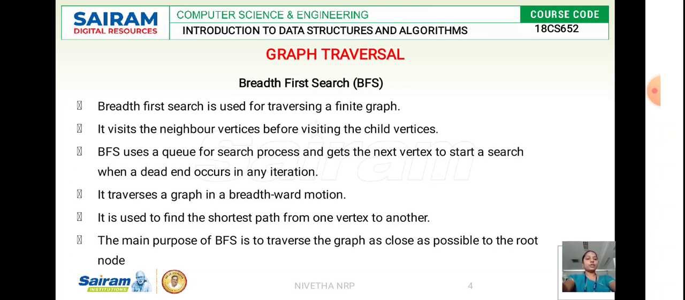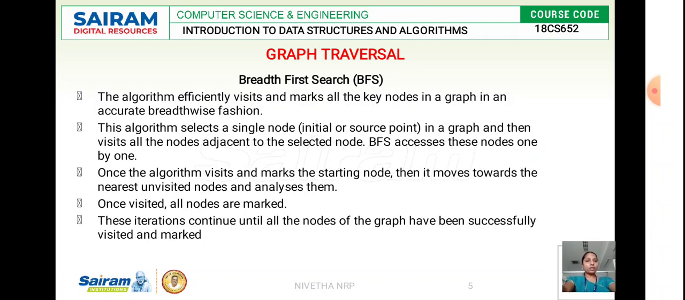Another application is finding the shortest path, where we compare with our neighbor nodes, and BFS is applied to find the shortest path from one vertex to another. The main purpose of BFS is to find the shortest path which is closest to the root node. The BFS algorithm will visit each and every node exactly once in a breadth-wise fashion. That is, it will visit the node and the neighbor nodes rather than its child nodes. This will continue until it reaches the leaf node, that is, until it visits all the nodes in the tree.